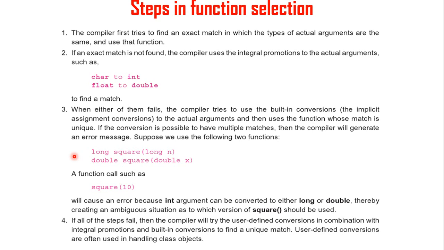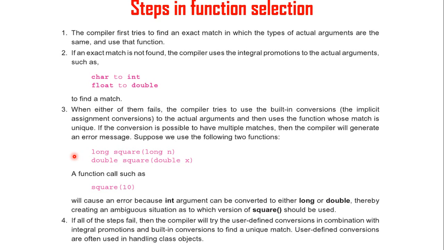The user might have used some data types, isn't it? In such cases, it will try to find the user-defined conversions in combination with integral promotions and built-in conversions to find a unique match. If there is a match, then it is going to be made use of.